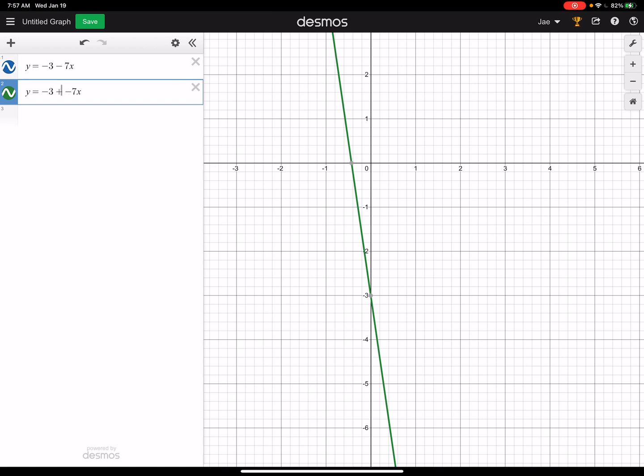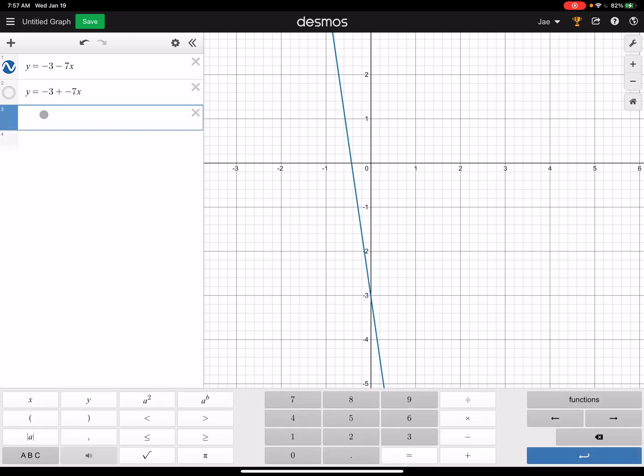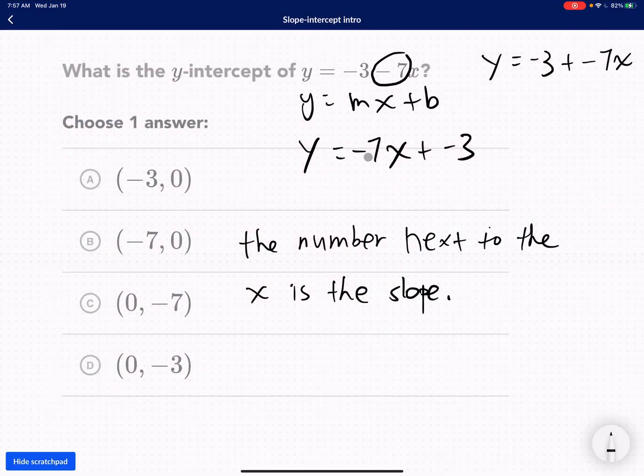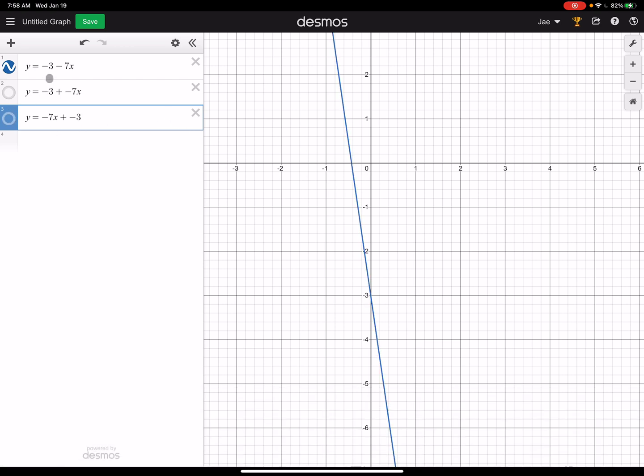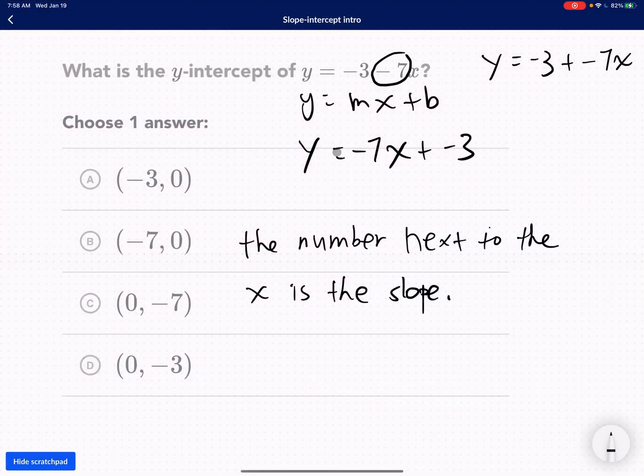Because subtracting is the same thing as adding a negative, right? And y is equal to -7x plus -3 plus -3. You see, purple, blue. See, this equation and this linear equation are the same, okay? So we wrote it like this.